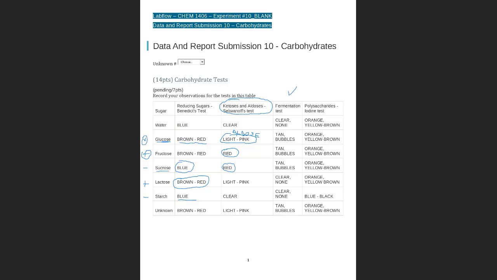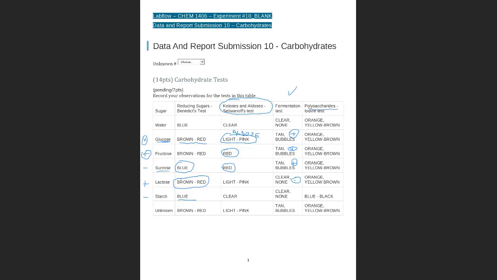And let's look at the fermentation test. Water, obviously, nothing. If you see bubbles, we said that the test is positive. So when here it says tan and bubbles, the glucose is giving you a positive, right? And then this one is giving you a positive. Here is giving you a positive. It says none, obviously negative. And that's the way you are going to complete that report.